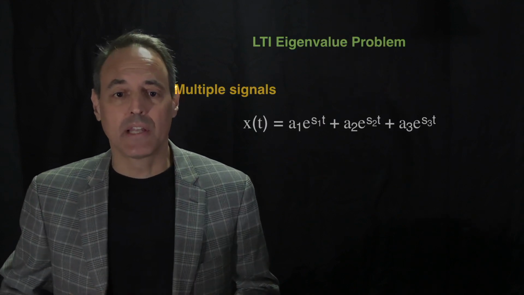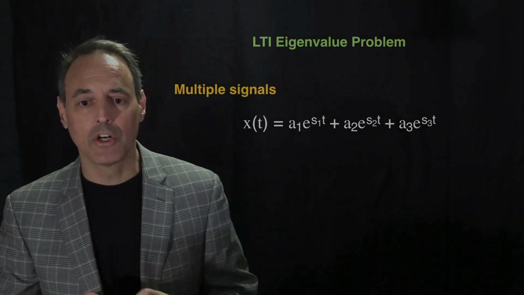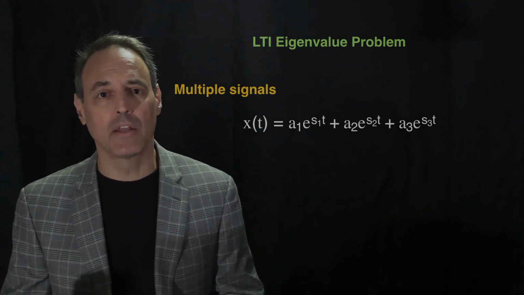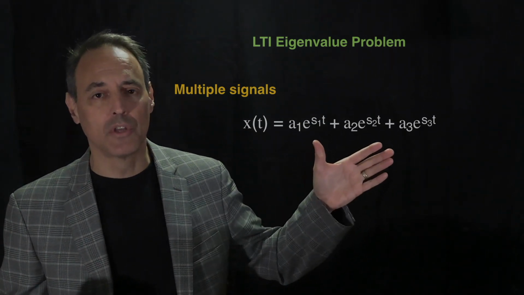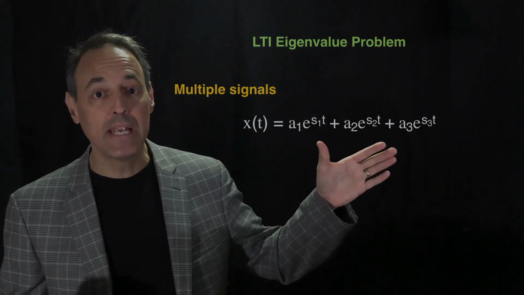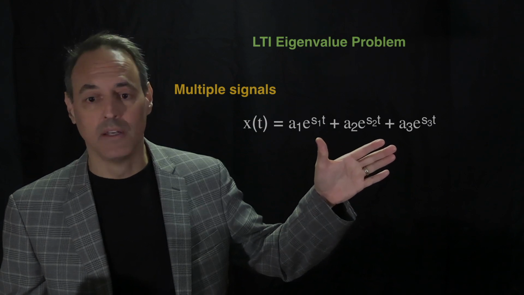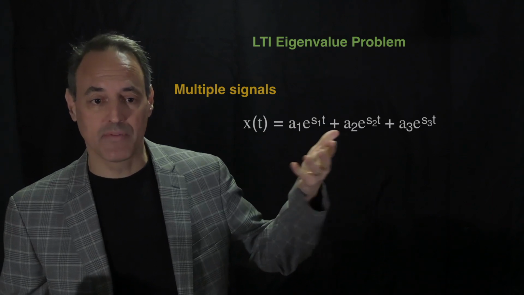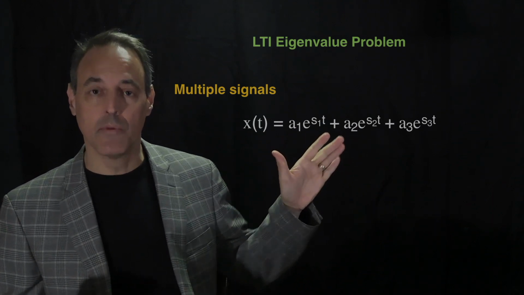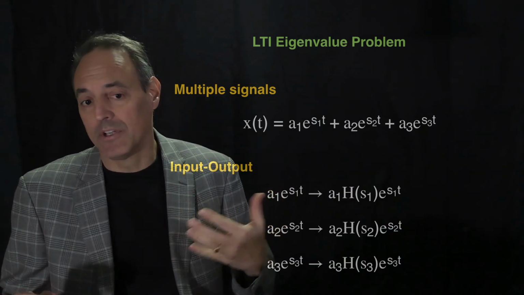And then this allows us to consider multiple signals. If we want to look at multiple signals, we can take something like this. This is a signal which is represented as a sum of three exponentials, where S1, S2, S3 are the three exponential coefficients. And so you can ask the question, what happens if I take this signal into the system? What comes out? Well, I have linear superposition.